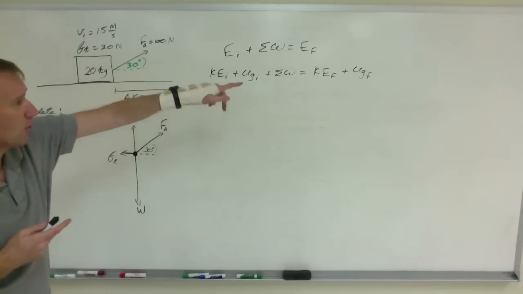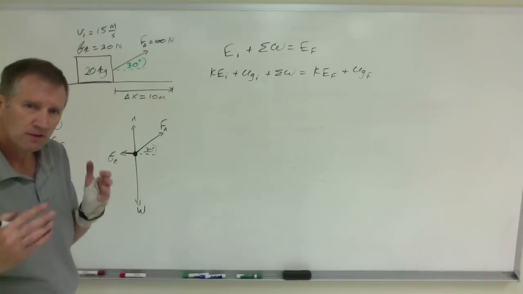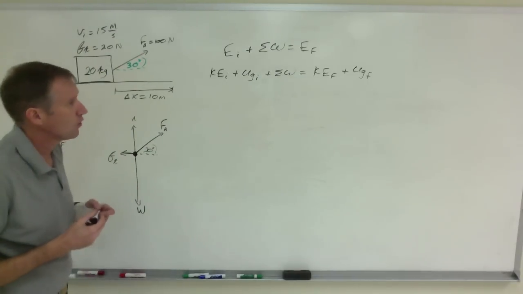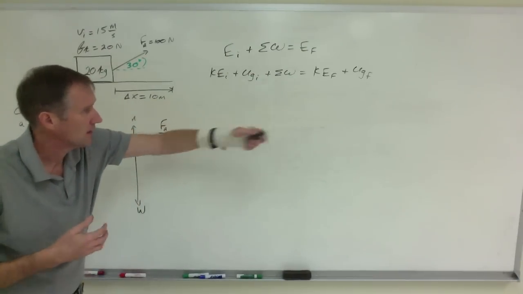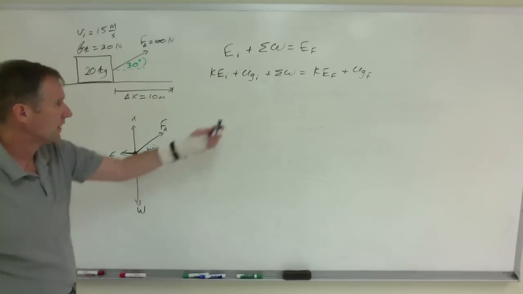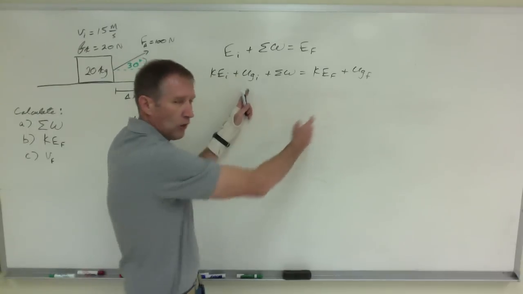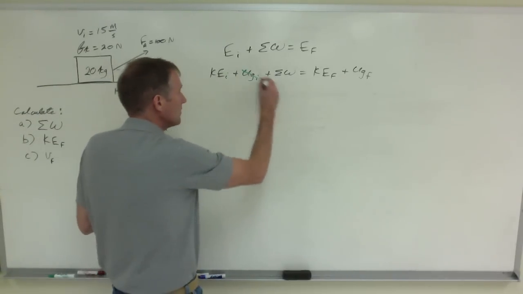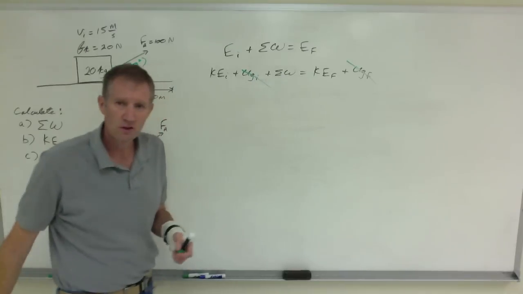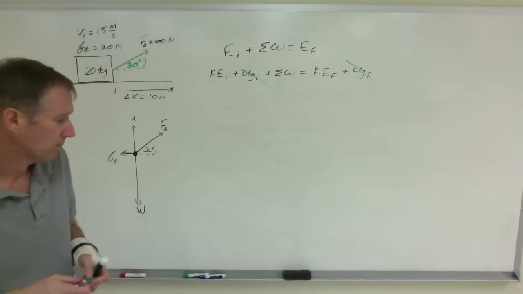You only consider energies that change. That is really essential to this. You only look at energies that change. If there's no change in the potential energy, then it's unnecessary, because you'd have the same number on the left as you have on the right. It doesn't change anything. So if it doesn't change, we don't have to consider it. In fact, you don't even have to write it down.